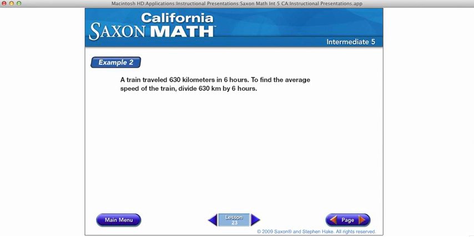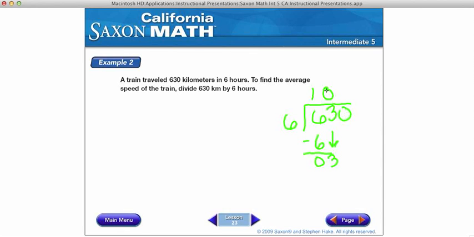Example 2. A train traveled 630 kilometers in 6 hours. To find the average speed of the train, divide 630 by 6. So we have 630 divided by 6. Okay, 6 goes into 6 one time. 1 times 6 is 6. I subtract. I bring down the 3. 6 does not go into 3, so 6 goes into 3 0 times. So above the 3 I brought down, I'm going to put a 0.